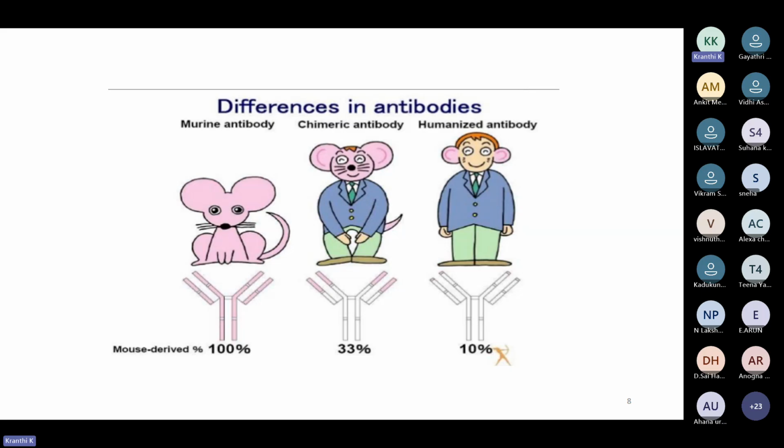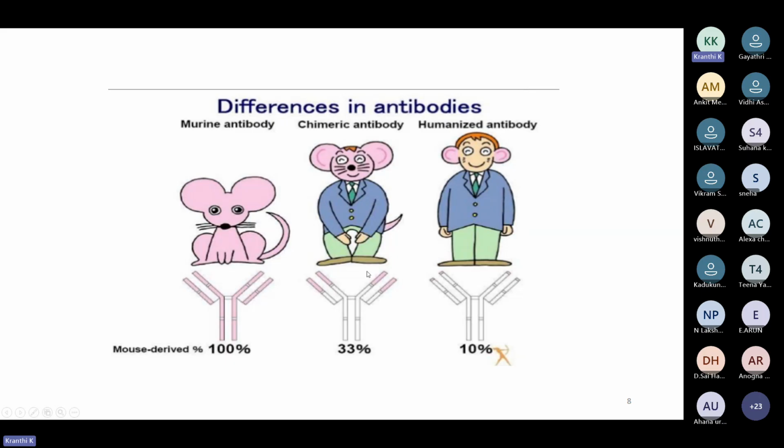Then 33% means chimeric antibody. Chimeric antibody means some of the antibody is human originated and some is from the mouse. Then humanized means like this. It's not 100%, it's 10%. Only a little bit is from the other animal, and the remaining 90% is human.